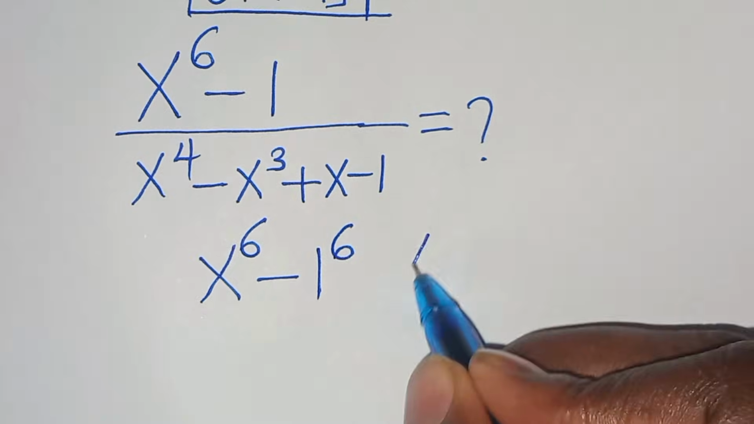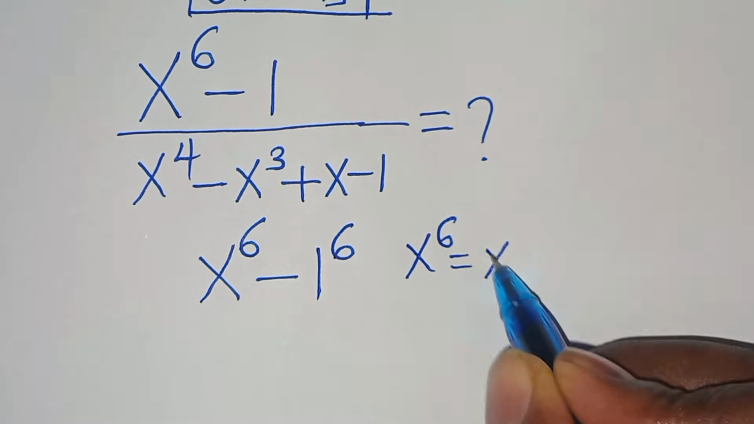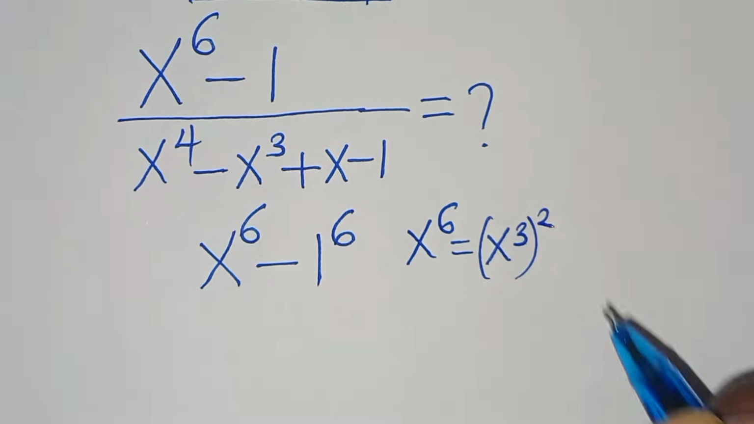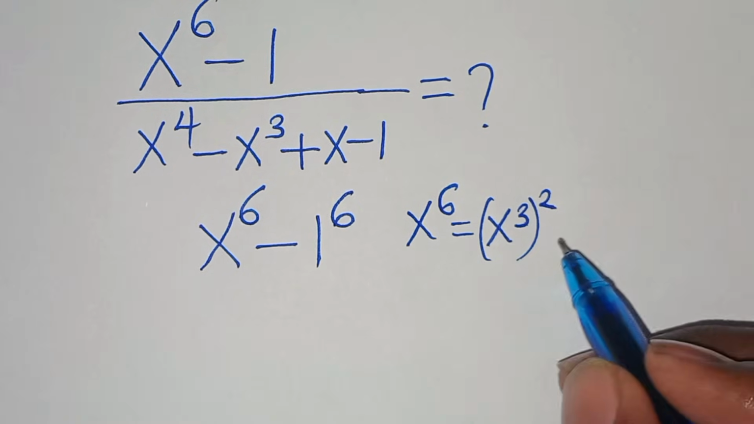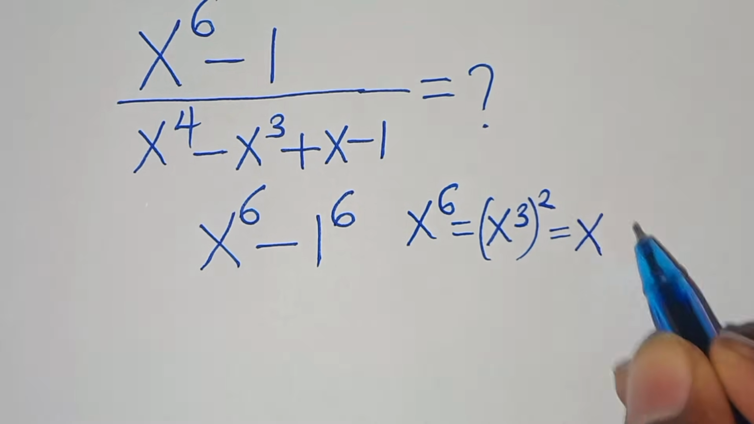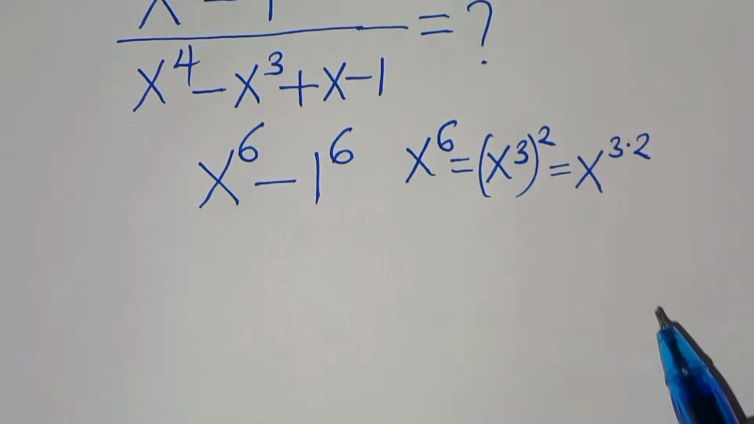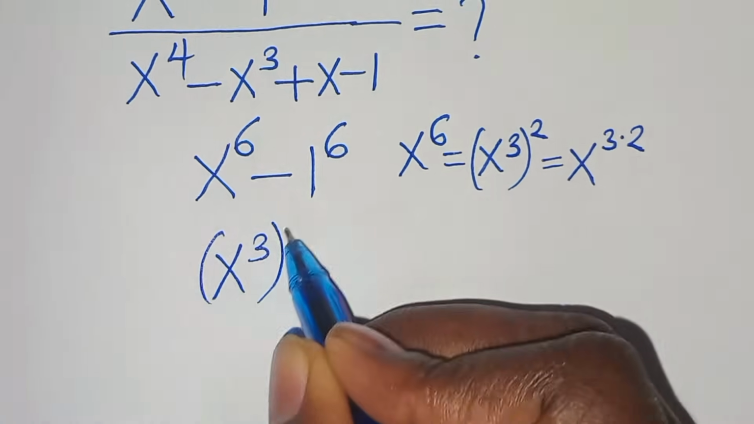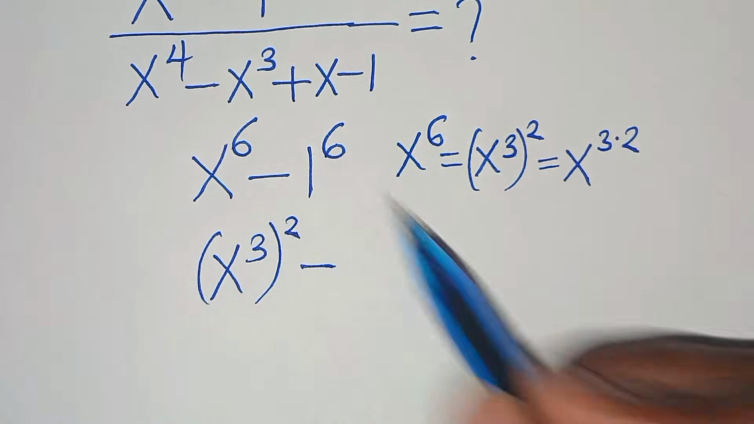And we can express x to the power of 6. This is the same thing as x to the power of 3 raised to the power of 2. In this case here, this is the same thing as x to the power of 3 multiplied by 2. Now, this means we have x to the power of 3 raised to the power of 2 minus 1 to the power of 6.